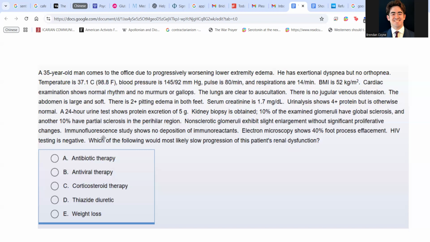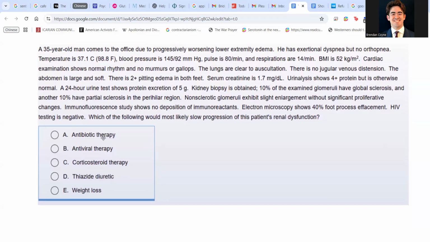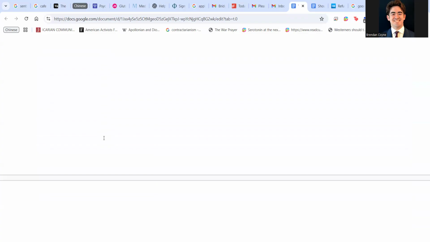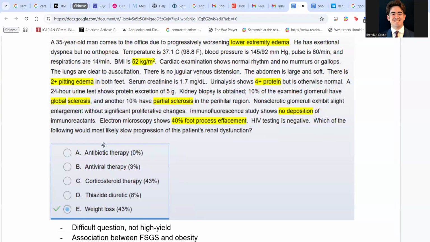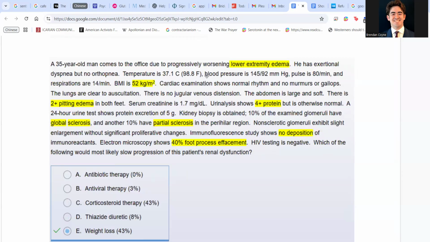This is a tough one, so take extra time if you need to, pause the video and try to figure it out before I move on to the answer. So the answer here is E, weight loss. The diagnosis that we were supposed to be thinking of here is FSGS.